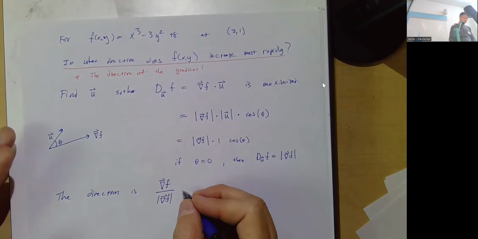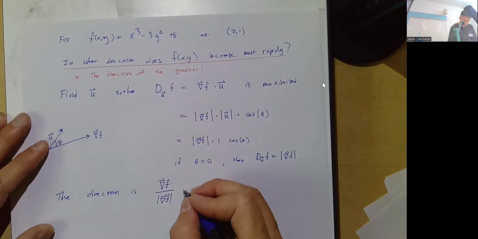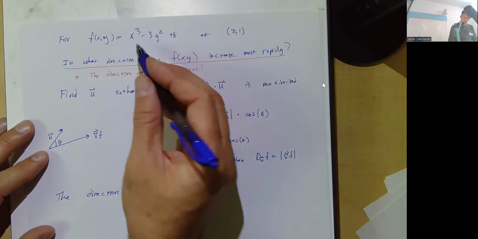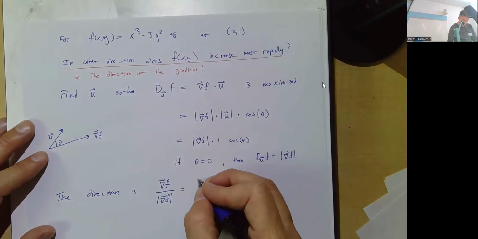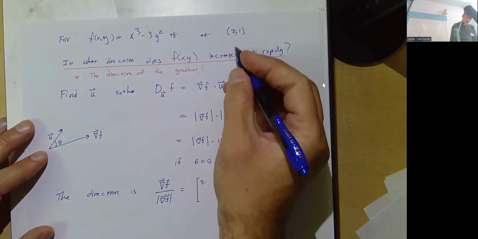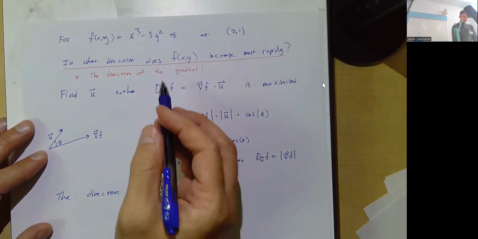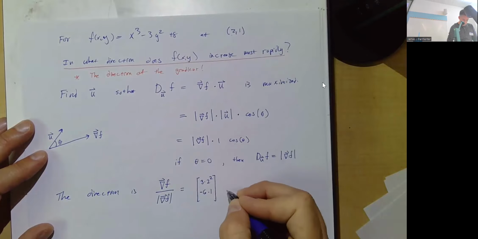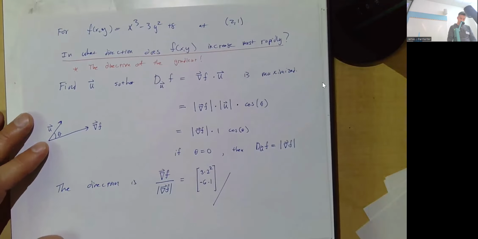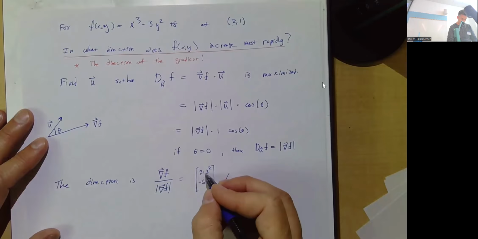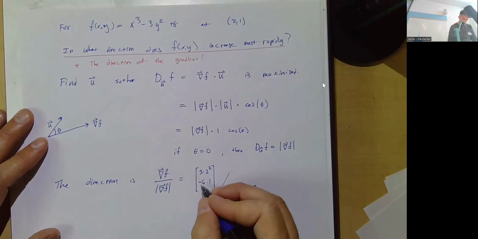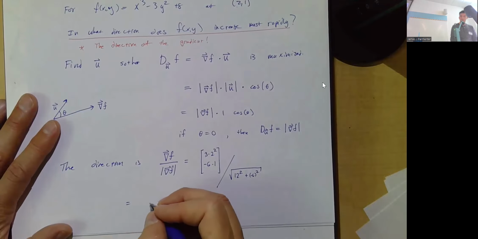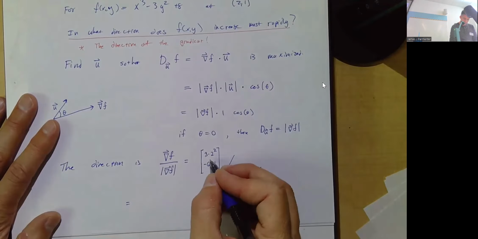Well, the gradient, we found it twice already. I feel like I don't need to do it again, but I should. So the gradient was, let's see, the partial of f with respect to x was 3x squared, and then we plugged in the value of 2. I said 1, sorry. And then the partial with respect to y was negative 6y, and we plugged in a value of 1 for y. And then we're going to divide by the magnitude of that vector, which is the square root of 3 times 4, so 12 squared, plus negative 6 times 1, so negative 6 squared. So this direction is going to be the vector, because it's a direction, it's a vector. That's going to be (12, -6).